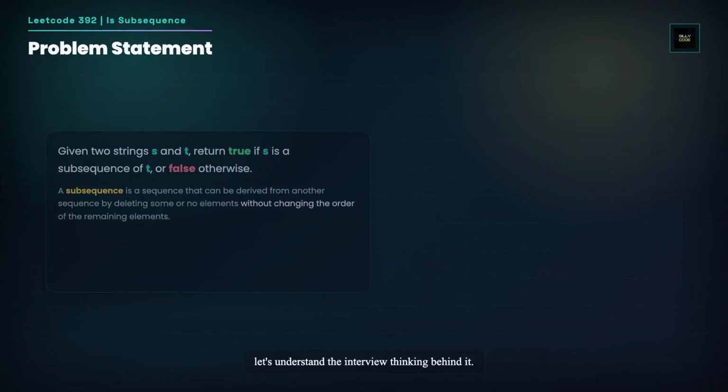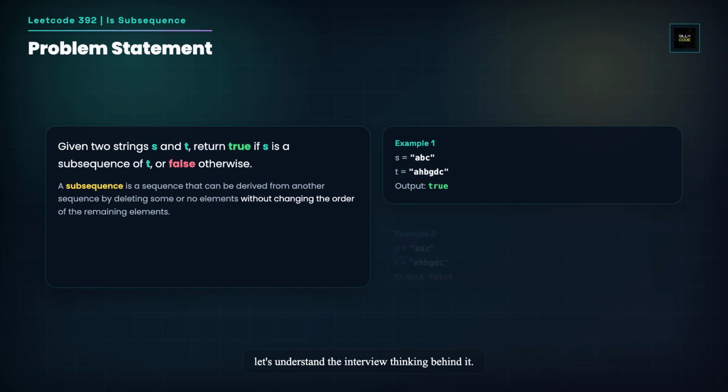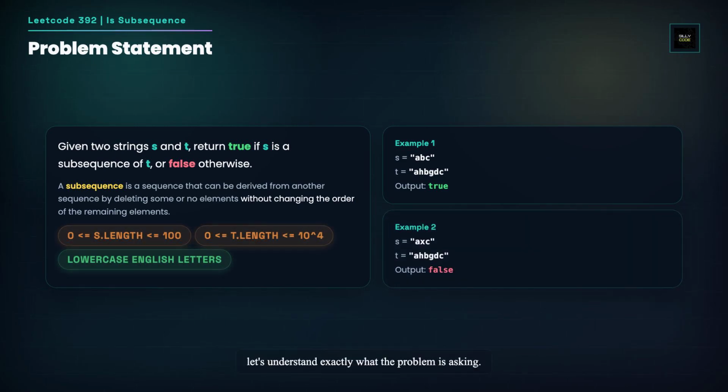First, let's understand exactly what the problem is asking. We're given two strings. The first string is called S. The second string is called T. Our task is to determine whether S is a subsequence of T. Now the obvious question is, what exactly is a subsequence?